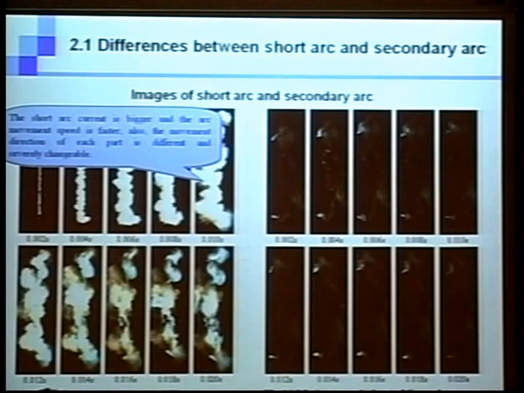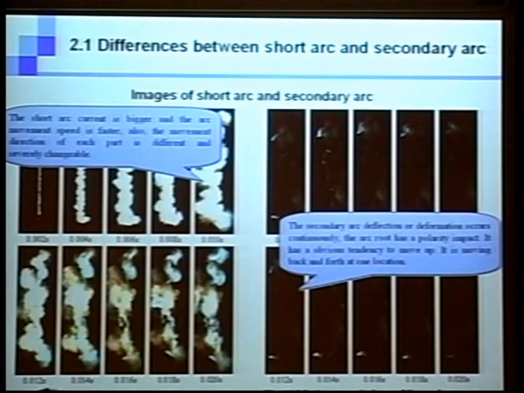The short arc current is bigger than the secondary arc, and the arc move speed is faster. The movement direction of each part is different and severely changeable. The second arc deflection or deformation occurs continuously. The arc root has a polarity impact and has the obvious tendency to move up. It's moving back and forth at one location.